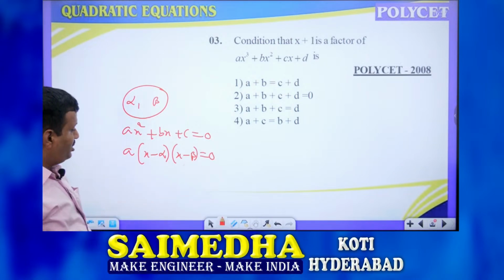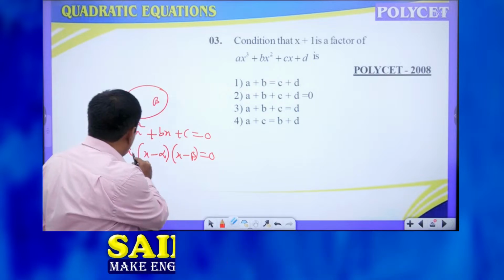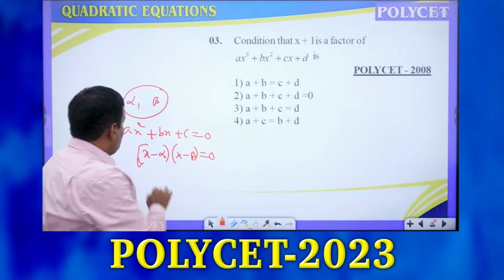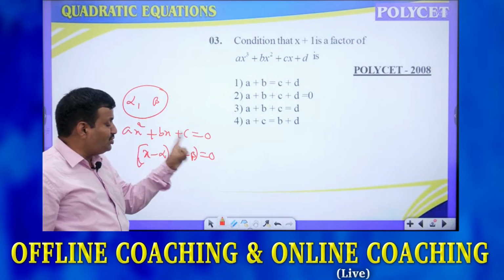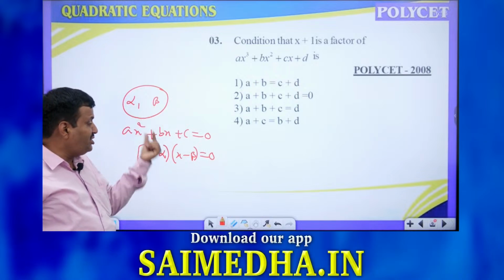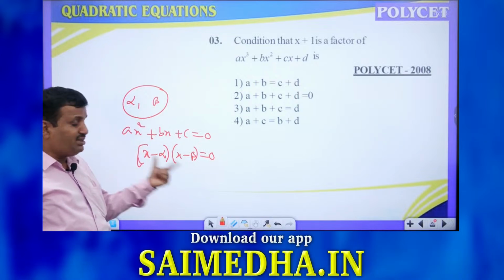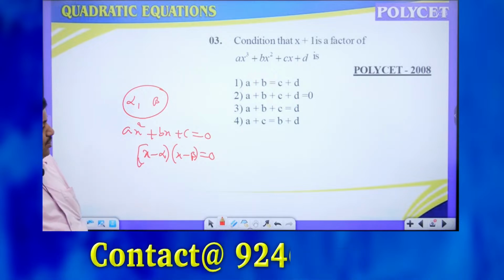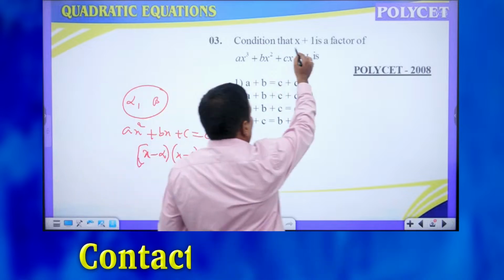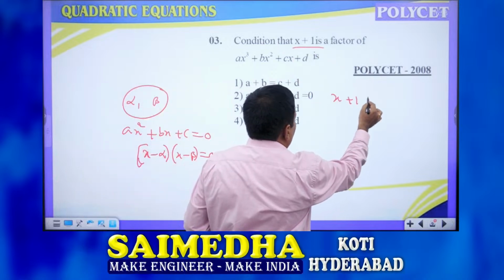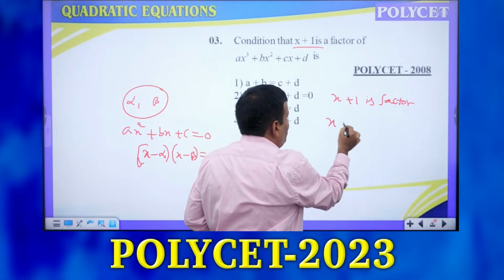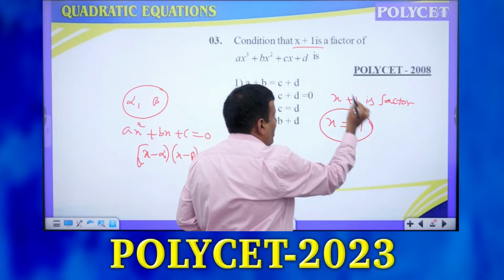If alpha and beta are the roots of ax square plus bx plus c equal to 0, వీటిని ఫ్యాక్టర్ లో రిప్రజెంట్ చేస్తే ఏంటమ్మా? ఈ రూట్స్ ని ఫ్యాక్టర్ లో రిప్రజెంట్ చేస్తే ఏమైతుంది మనకి? x minus alpha into x minus beta equal to 0. అంటే these are the factors. x plus 1 factor అంటే ఏమైతుందమ్మా? If x plus 1 is factor, then what is the root here? X is equals to minus 1 is the root.